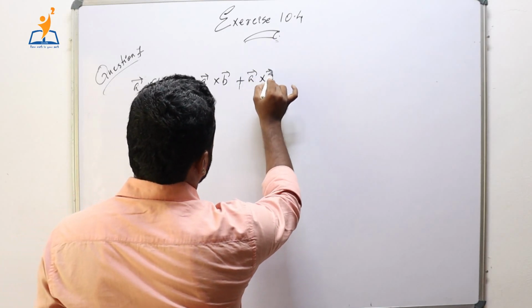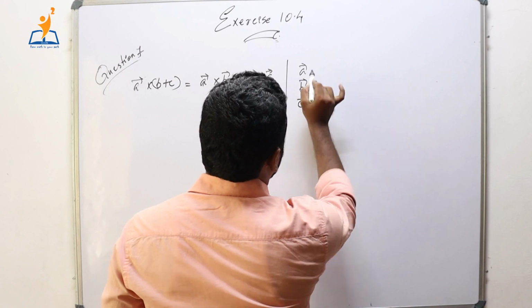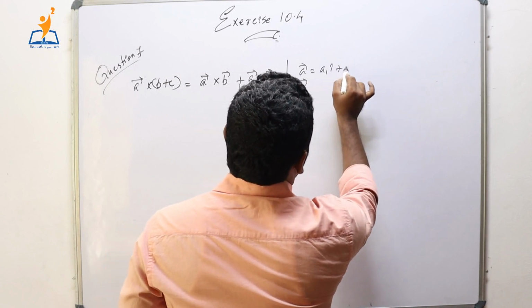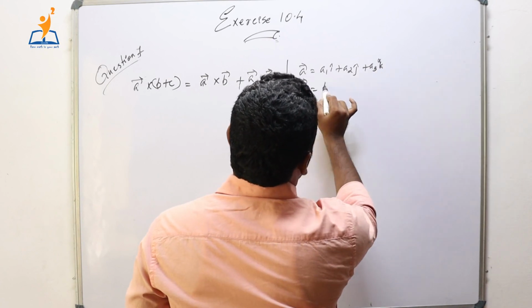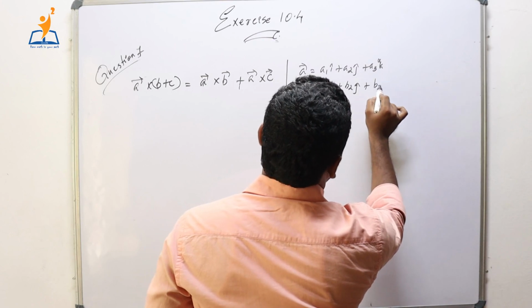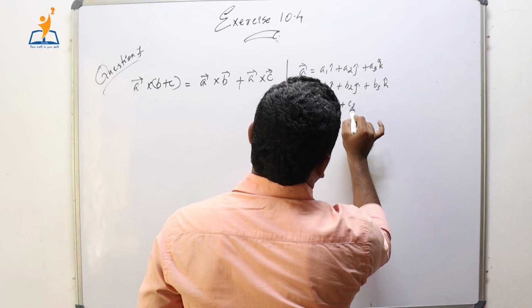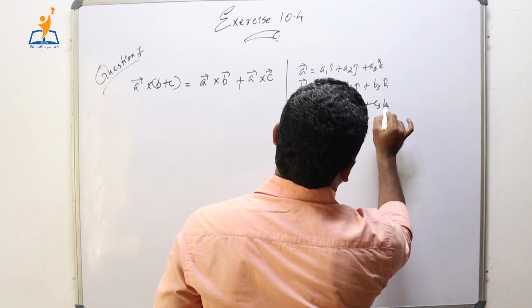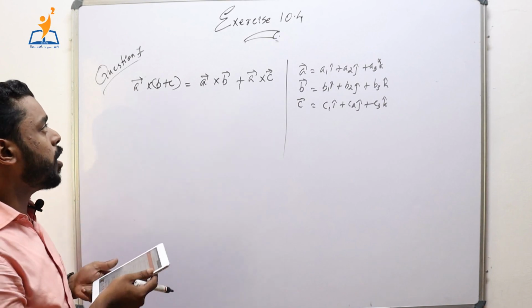We have to show this where A is equal to A1 i cap plus A2 j cap plus A3 k cap, B is equal to B1 i cap plus B2 j cap plus B3 k cap, and C is equal to C1 i cap plus C2 j cap plus C3 k cap. And see, here we are asked to find A cross (B plus C).